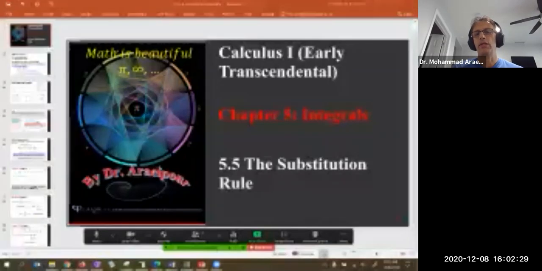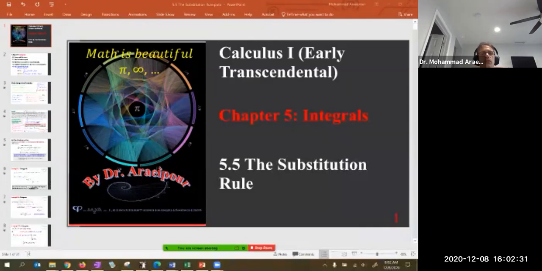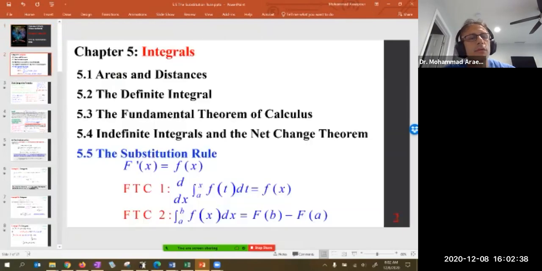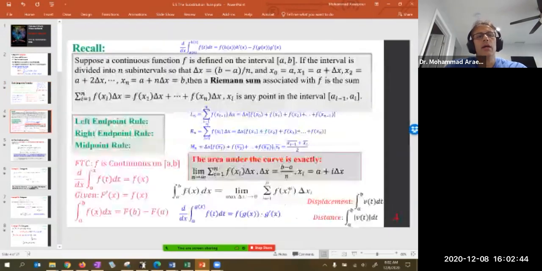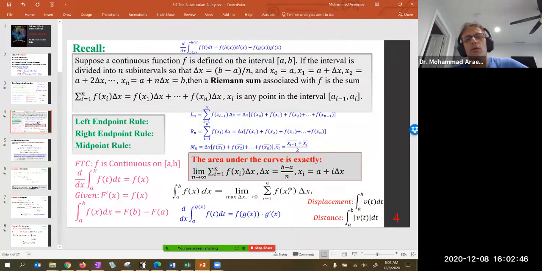Good morning, class. We are looking at section 5.5, the substitution rule. There are, of course, a lot of formulas we have discussed for basic integration. And you recall the fundamental theorem of calculus, so on and so forth.